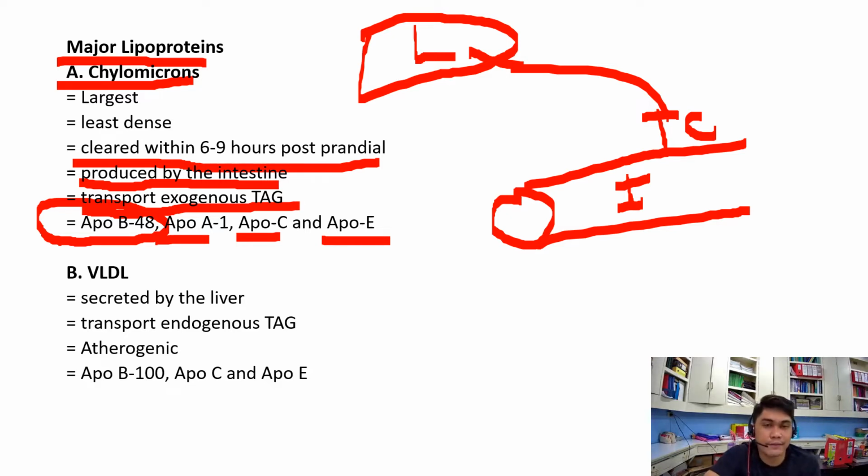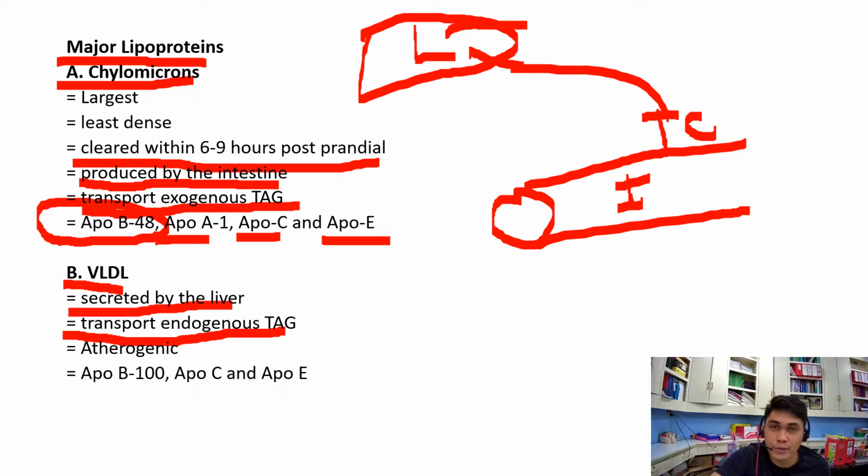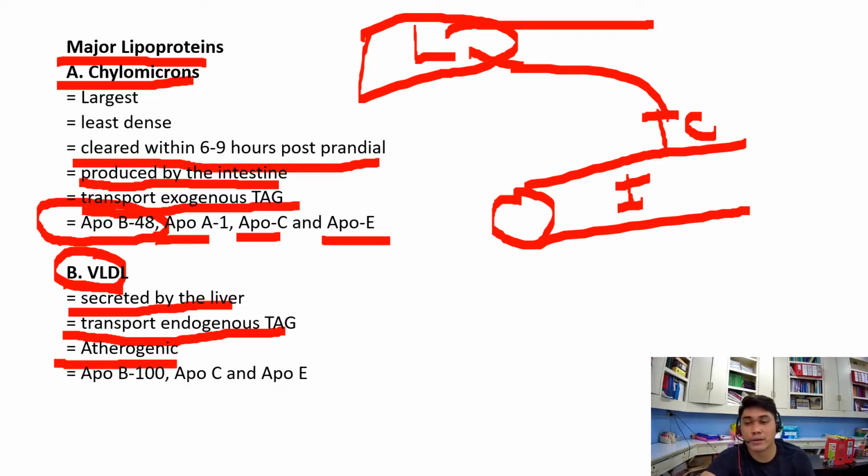Then next, we have VLDL. VLDL is secreted by the liver and transports endogenous TAG. The function of VLDL is to transport the triglyceride formed by your liver to different peripheral tissues that require triglyceride. That triglyceride is the endogenous type because it's produced by the liver. VLDL is atherogenic, so it can cause atherosclerosis. I'll discuss the pathophysiology of atherosclerosis later. The most abundant apolipoprotein in VLDL is ApoB100, followed by ApoC and ApoE. For chylomicrons, it's ApoB48.